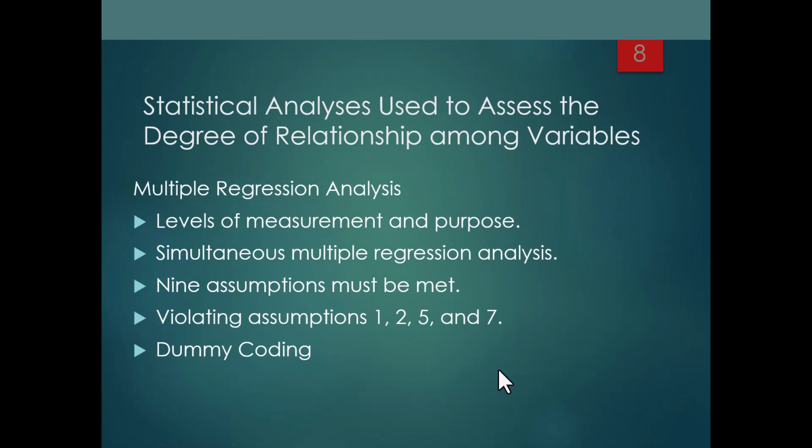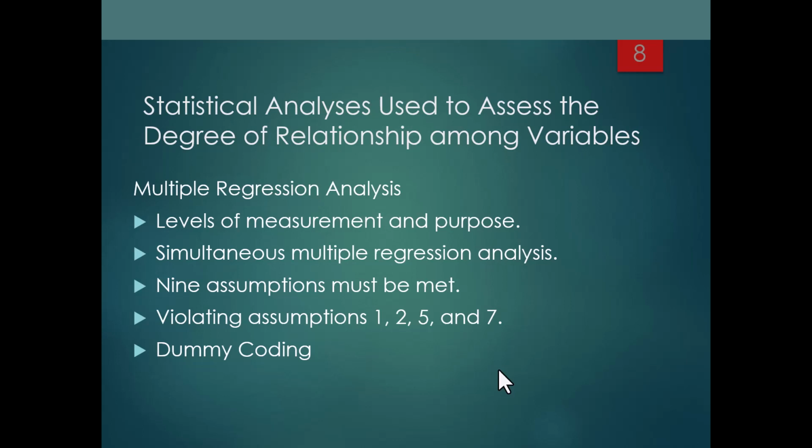All right, so multiple regression is another statistical test, and it is appropriate when there is more than one independent variable, which are nominal, ordinal, interval or ratio, and then one dependent variable, which is interval or ratio. So for your multiple regression, your independent variable can be either nominal, ordinal, interval, or ratio. However, your dependent variable must be interval or ratio.